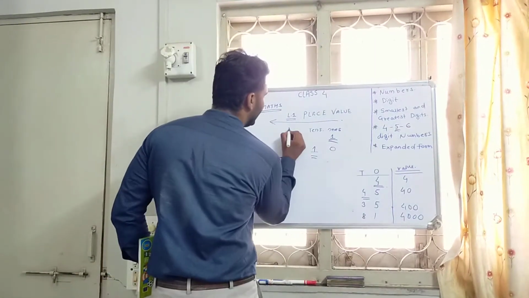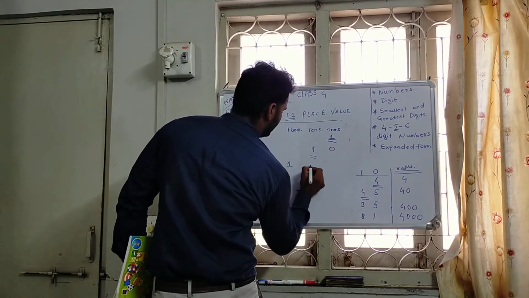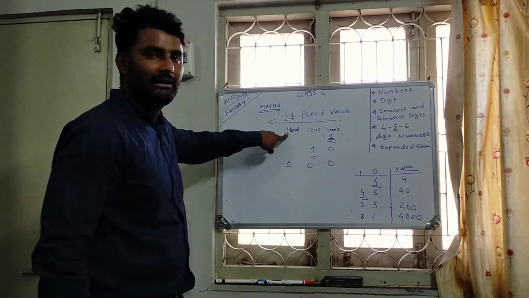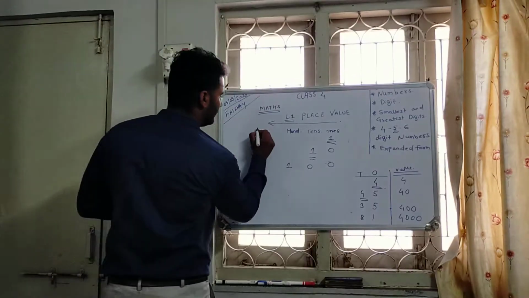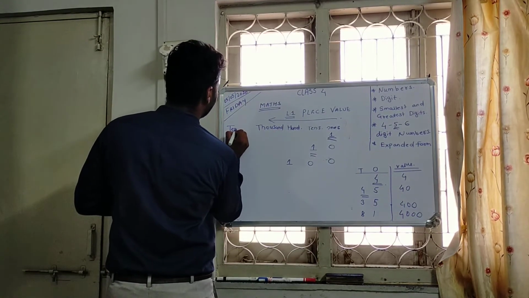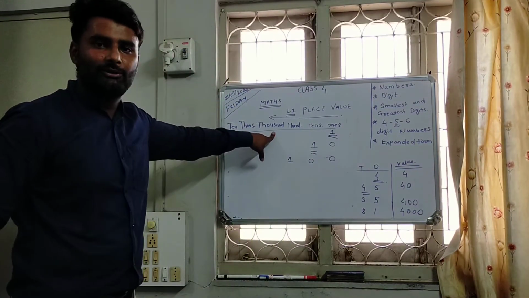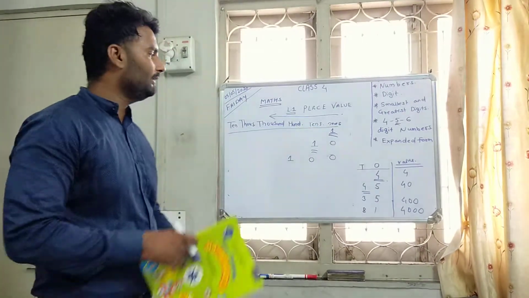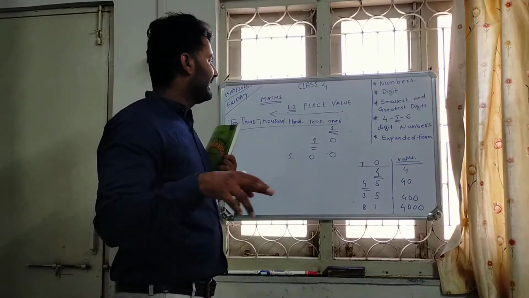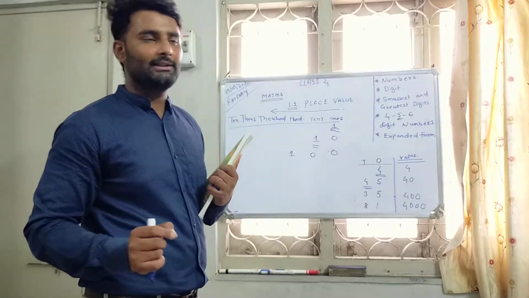If I write here 100, the value of this number is 100. As I told you before, 1000 and 10,000. This is the place value chart, and by this method we can know exactly the values. This chart comes under the Indian numeration system or Hindu Arabic number system.